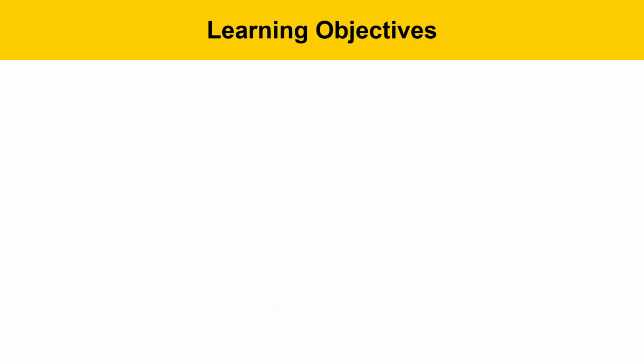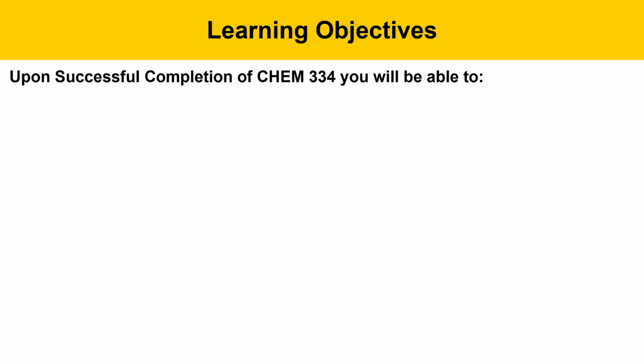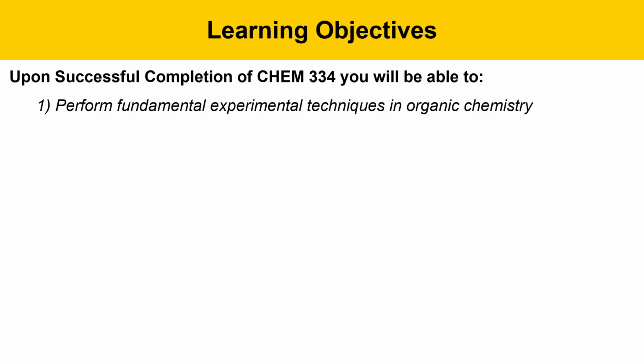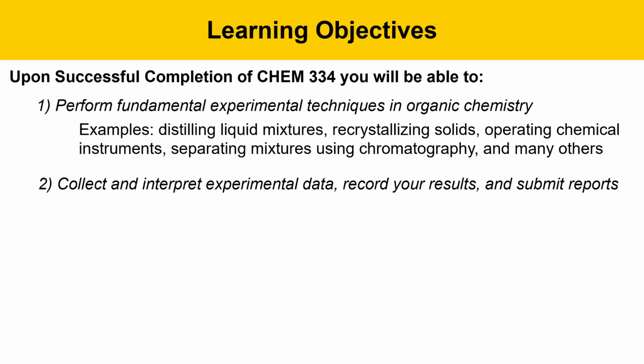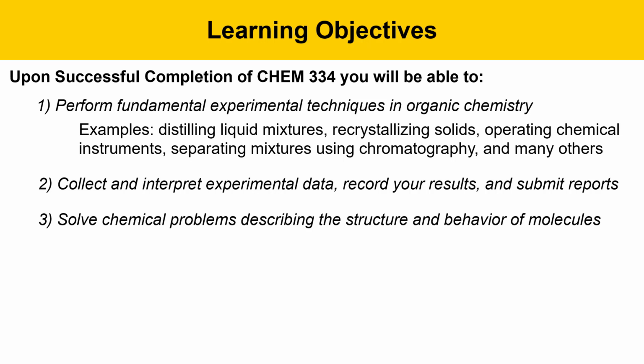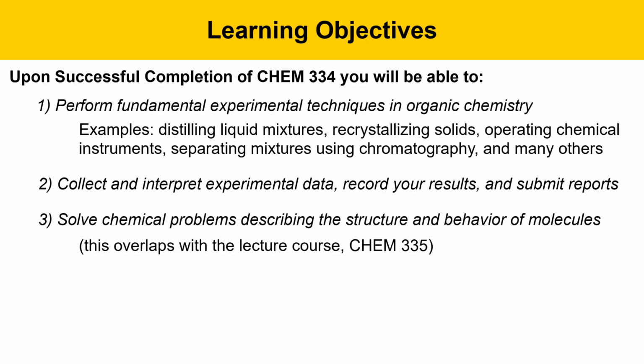Here are some learning objectives for the course. Upon completion of Chem 334, you will be able to perform fundamental experimental techniques in organic chemistry. Examples include distilling mixtures, recrystallizing solids, operating chemical instruments, separating mixtures using chromatography, and many others. You'll be able to collect and interpret experimental data, record your results, and submit reports. You'll be able to solve chemical problems describing the structure and behavior of molecules. This overlaps nicely with the lecture course, Chem 335.